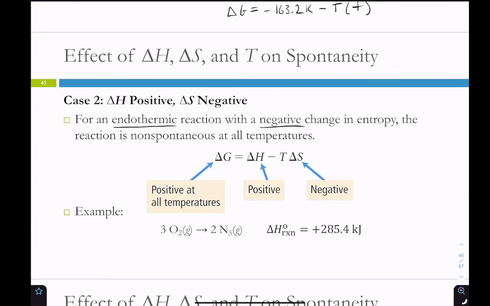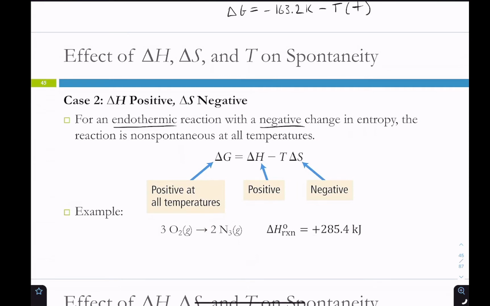This must be a nuclear reaction, because it's 3 moles of oxygen gas to create 2 moles of nitrogen, well, trinitride. But our delta H is positive.